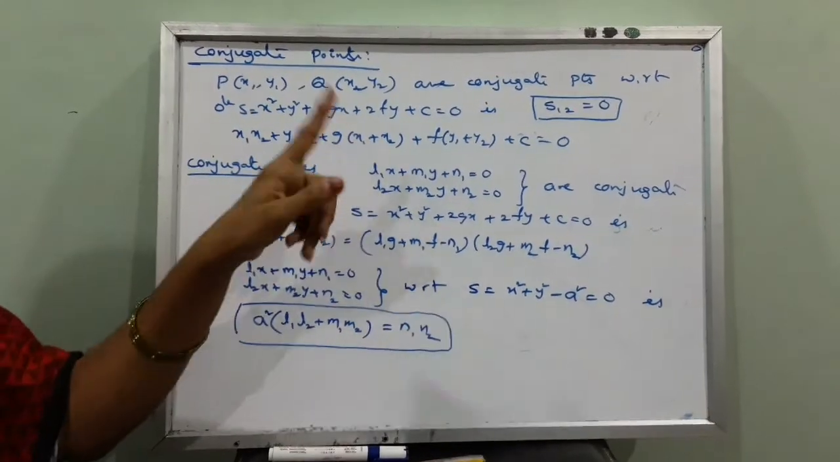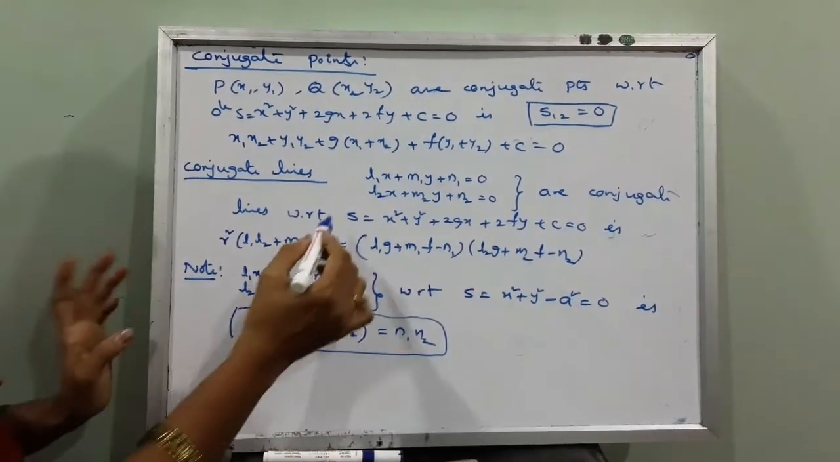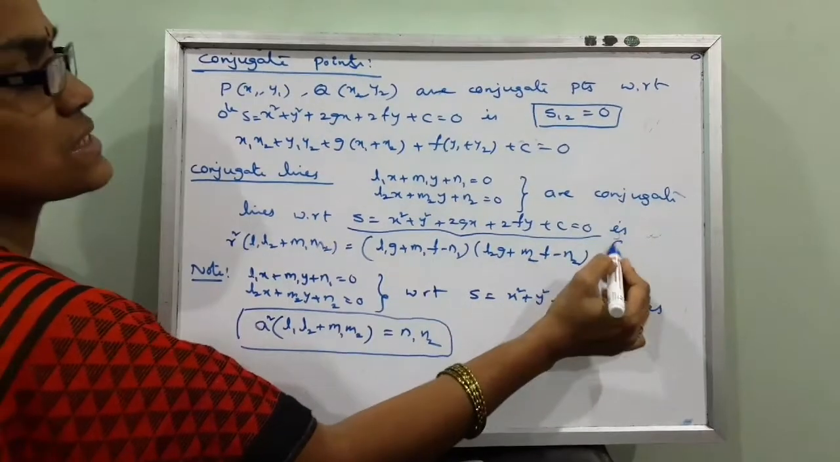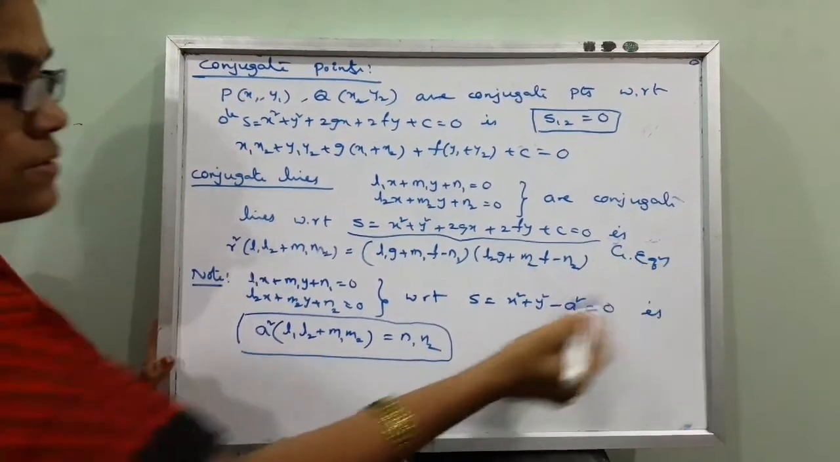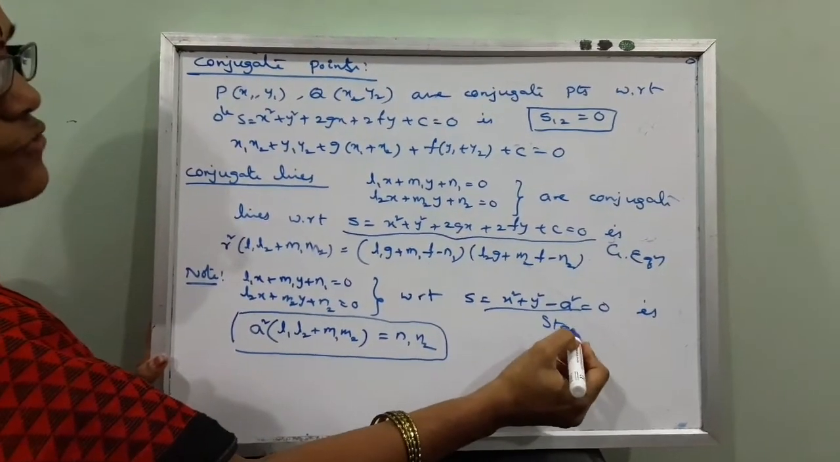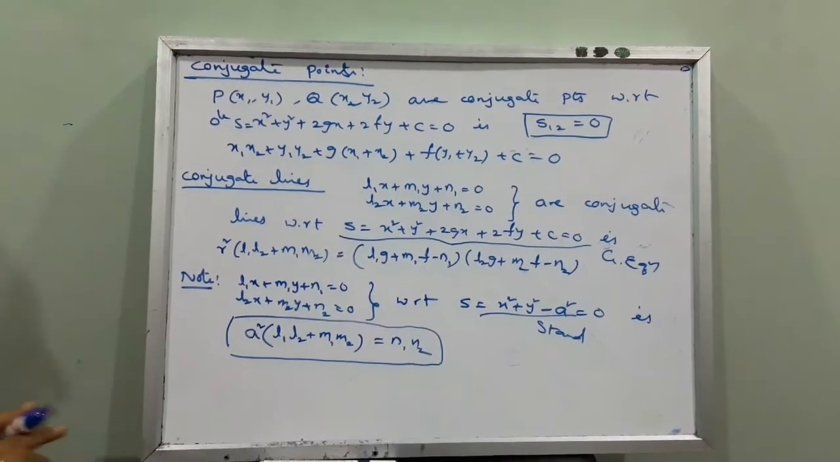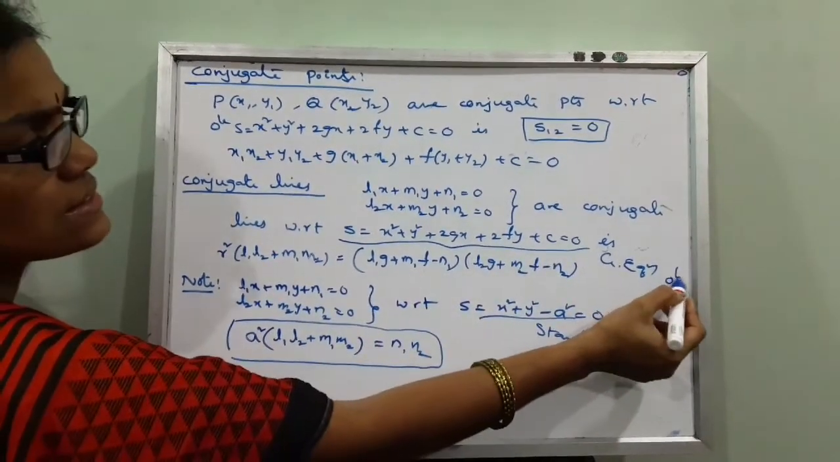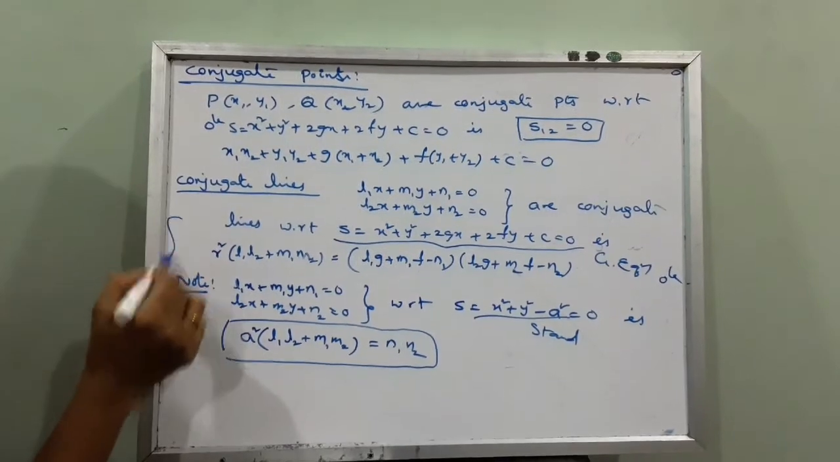This is the conjugate lines condition with respect to a general equation of a circle. This is the standard form of a circle, and that is the general equation of a circle. That is the difference between these two.